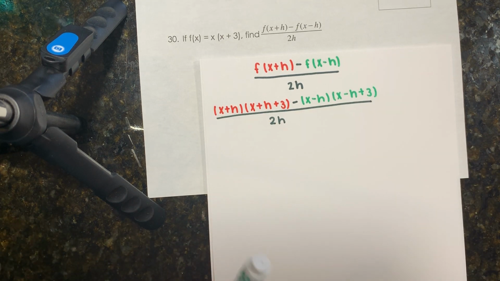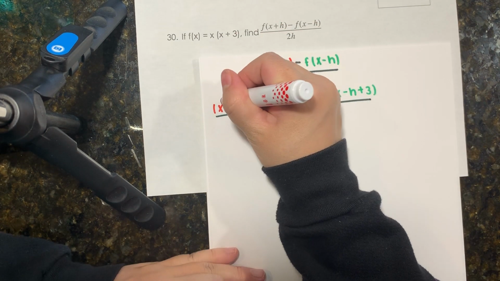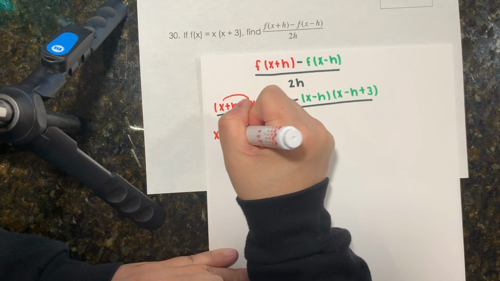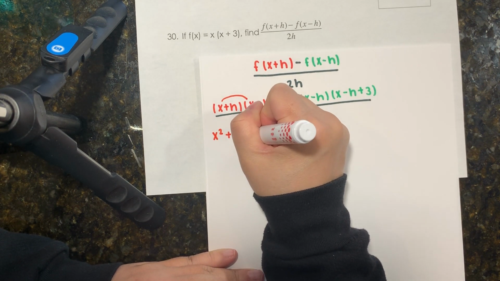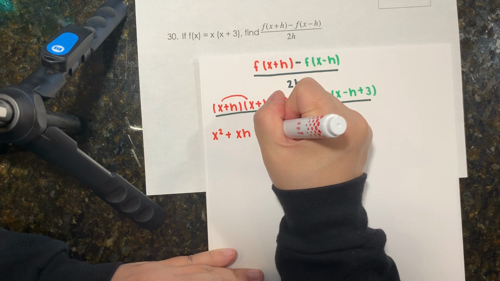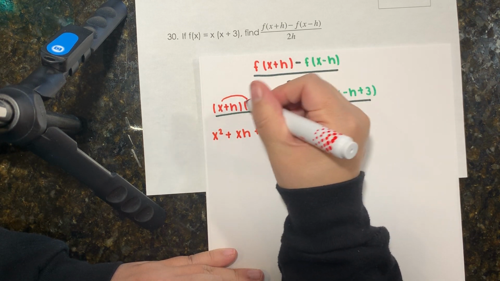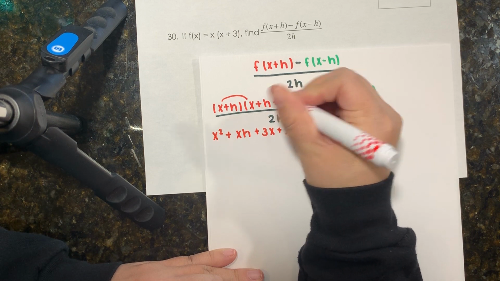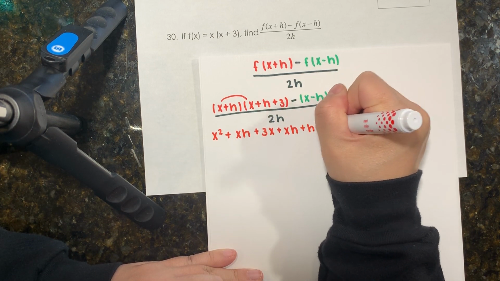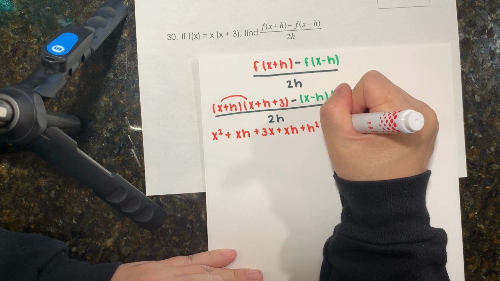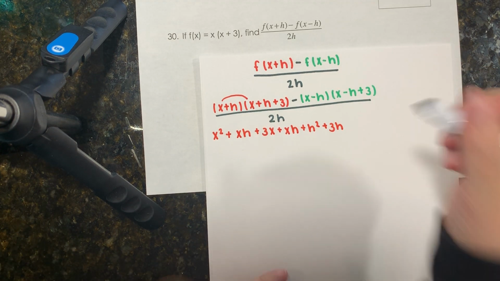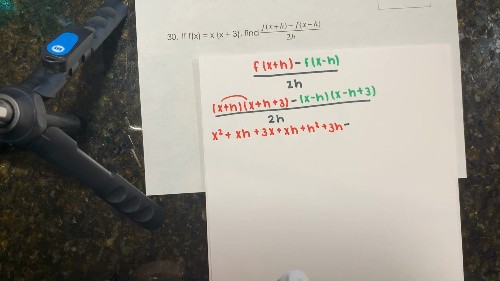Now you do need to multiply this out. So x times x gives you x squared. X times h gives you xh. X times 3 gives you 3x. Then h times x gives you xh. H times h gives you h squared. Then 3 times h gives you 3h. That's your whole red function minus your whole green function.